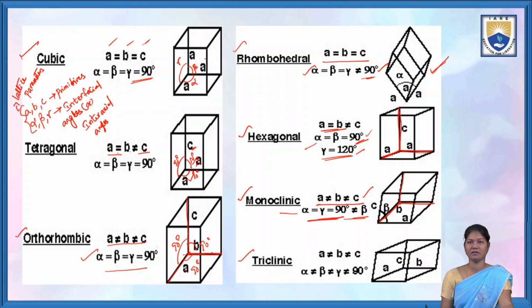Coming to the triclinic, in this triclinic, A is not equal to B, not equal to C. In the interfacial angles, alpha is not equal to beta, which is not equal to gamma, and none is equal to 90 degrees. So these are the 7 crystals that Bravais have taken and distinguished the space lattice in 14 ways.